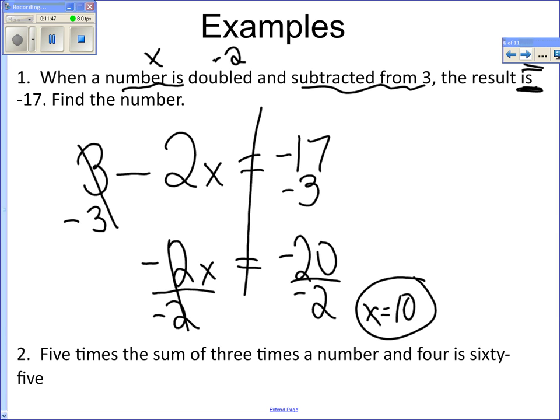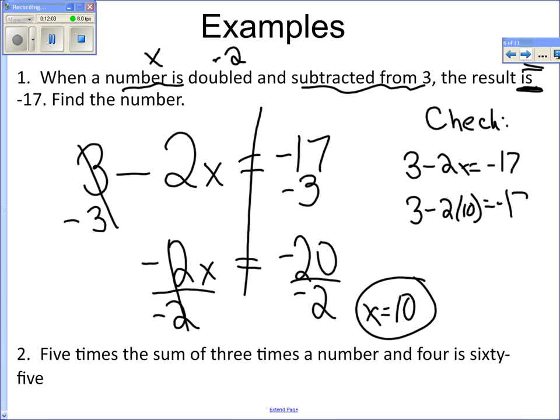And now what do I need to do at the end? Definitely check. So I'm going to rewrite my equation. 3 minus 2x is equal to negative 17. And then I'm going to go ahead and substitute in my value. So PEMDAS, I'm going to follow order of operations. I'm going to do my multiplication first. 3 minus 20. Does that equal negative 17? And looks like we did it correctly. Okay, and one more.